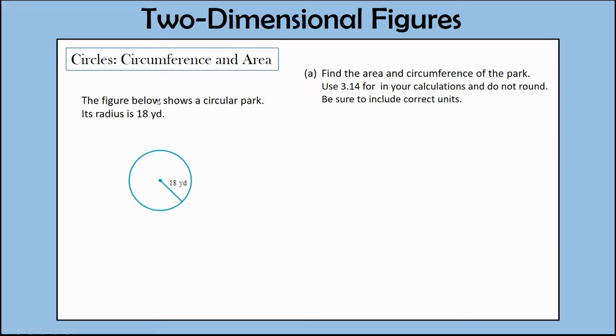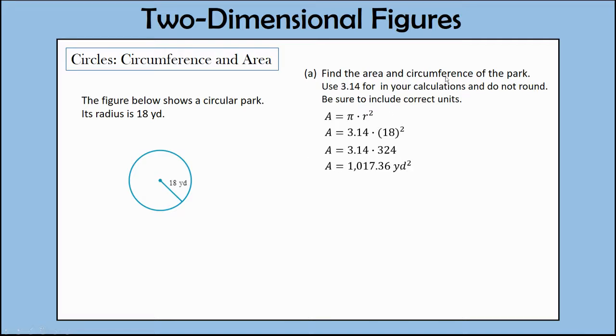Okay, this tells us that in the figure below, this is a circular park that has a radius of 18. So all the enclosed space here is the park. Part A says find the area and circumference of this park. Use 3.14 in our calculations. Don't round. Be sure to include correct units. So we'll find area first. Pi r squared. They tell us the radius is 18, so we're going to plug it in. 3.14 times 18 squared. 3.14 times 324. So this park has an area of 1,017.36 square yards, or yards squared.